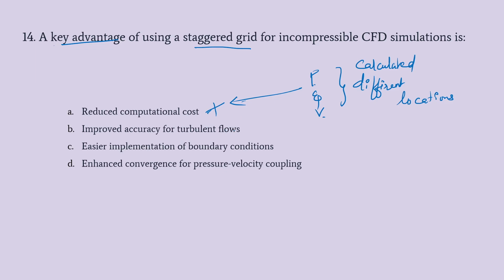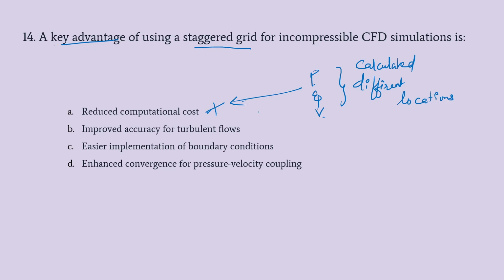Next question is improved accuracy for turbulent flows. If you have read about turbulent flow modeling, we know turbulent flows have another set of equations. We have to model the velocity components to find the extent of turbulence. So turbulent flow itself is difficult, and turbulent modeling itself has another set of algorithms.